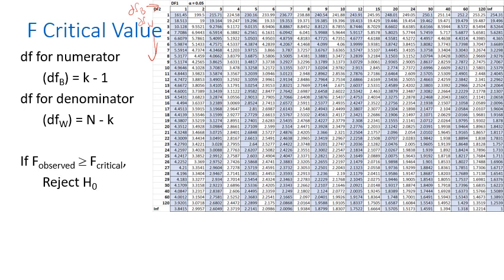Just like chi-squared and just like t and all that, if your observed is greater than your critical, you reject H0. If your observed is less than your critical, you fail to reject H0. So greater than or equal to, you reject. Less than, you fail to reject.